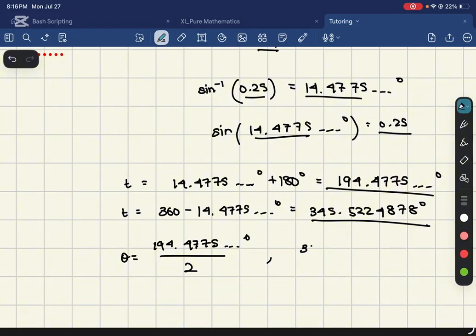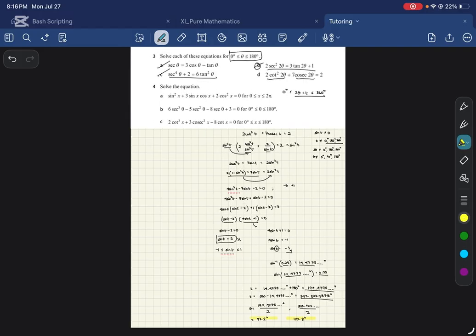And so these are going to be your two solutions. If you divide by 2, you get 97.2 degrees. And if you divide the second expression by 2, you get 172.8 degrees. All right, so those are going to be your two solutions.